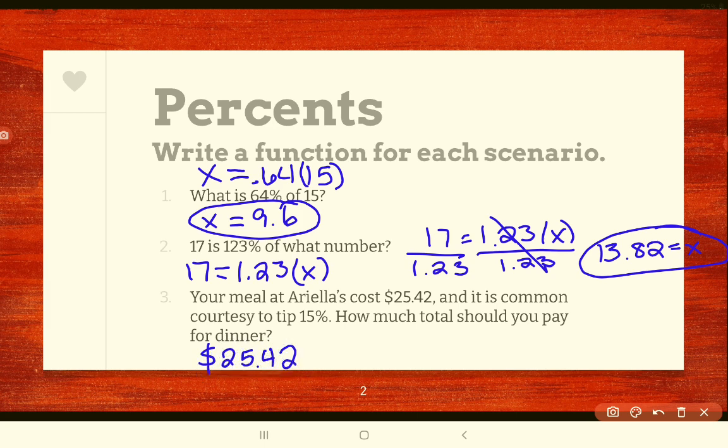If you don't pay that, they're going to send the cops after you. But in addition to that, you should also tip.